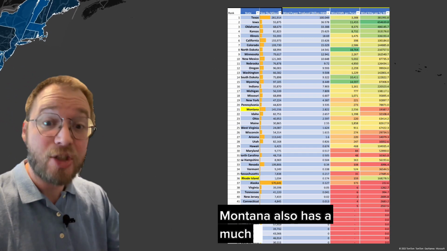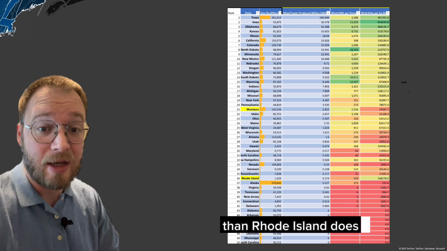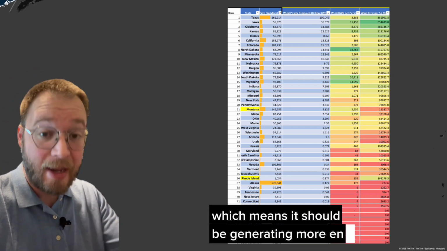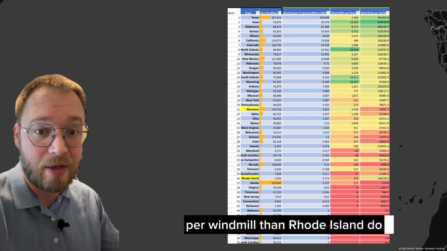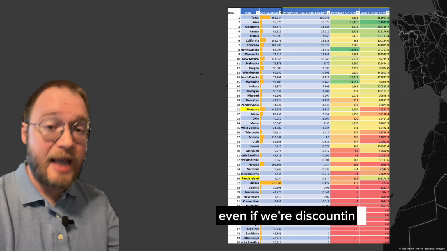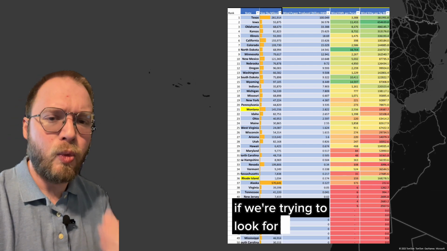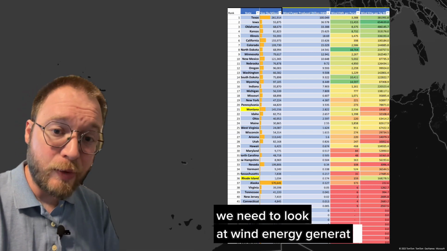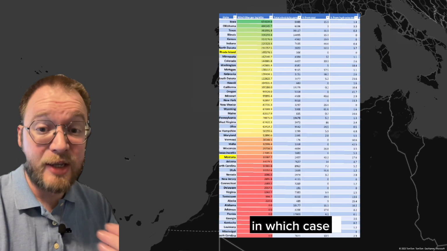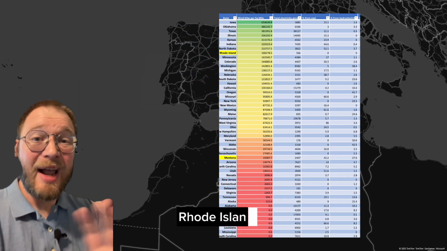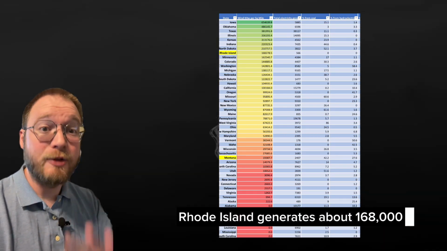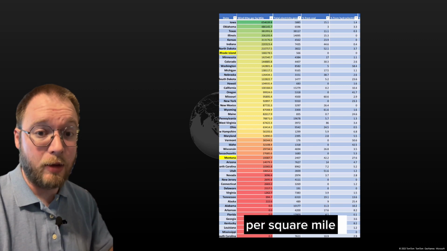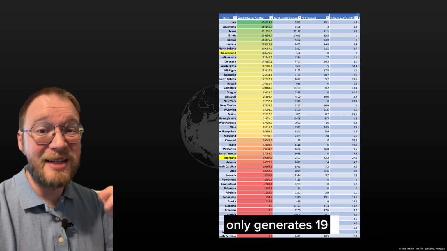Montana also has a much higher wind speed than Rhode Island does, which means it should be generating more energy per windmill than Rhode Island does. So in theory, even if we're discounting the wind speed, if we're trying to look for which state has the most focus on wind energy, we need to look at wind energy generated per square mile, in which case Rhode Island has quite a bit more. Rhode Island generates about 168,000 kilowatt hours per square mile. Montana, on the other hand, only generates 19,000.